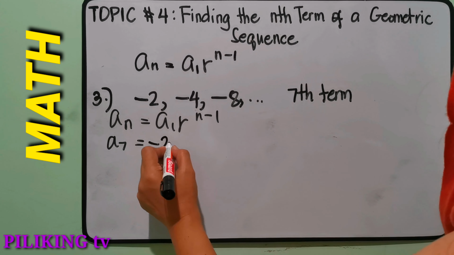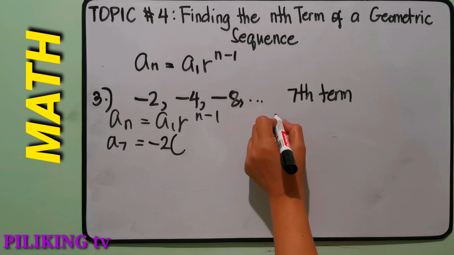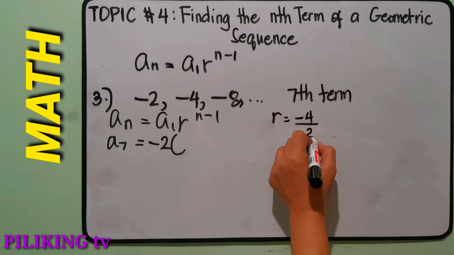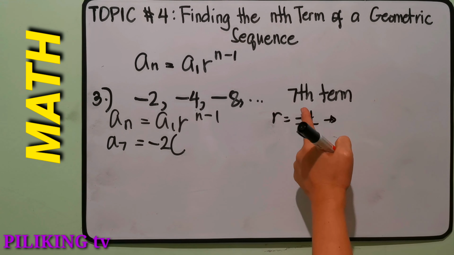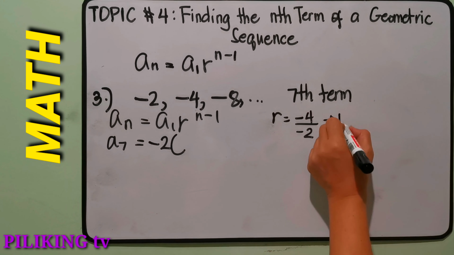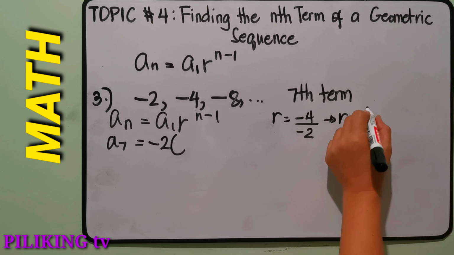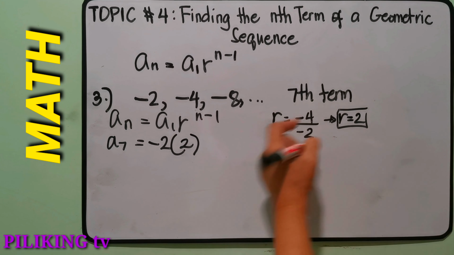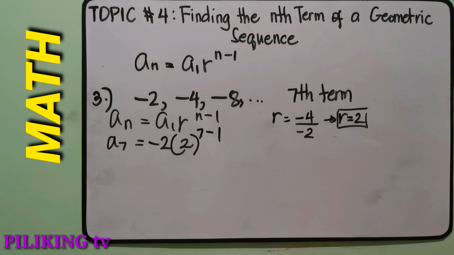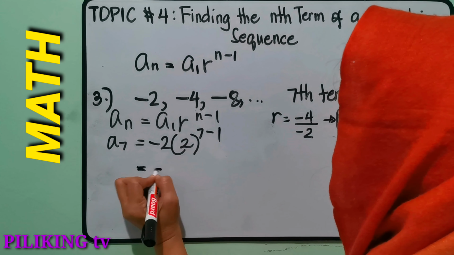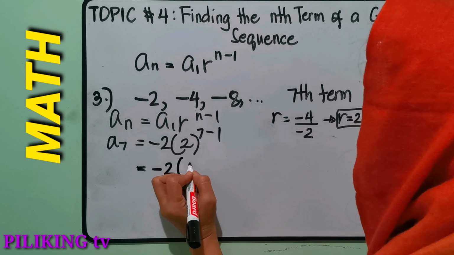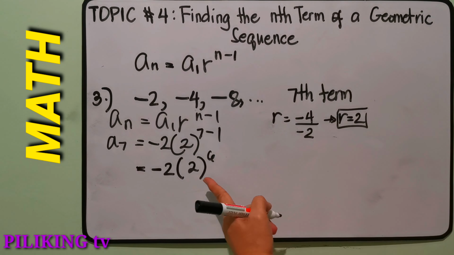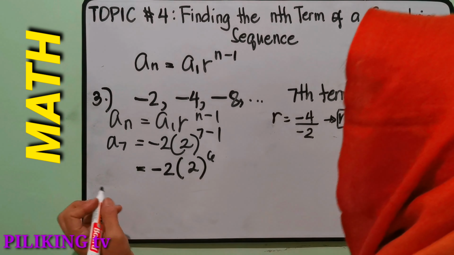negative 2, times, what is our common ratio again? So you divide negative 4 by negative 2. Since you are dividing the same sign, the answer will be positive. So r is equal to positive 2. So the common ratio is 2, raised to n minus 1, which is 7 minus 1. So a sub 7 is equal to negative 2 times 2 raised to 7 minus 1, which is 6. So this time, you have to multiply 2 by itself six times.